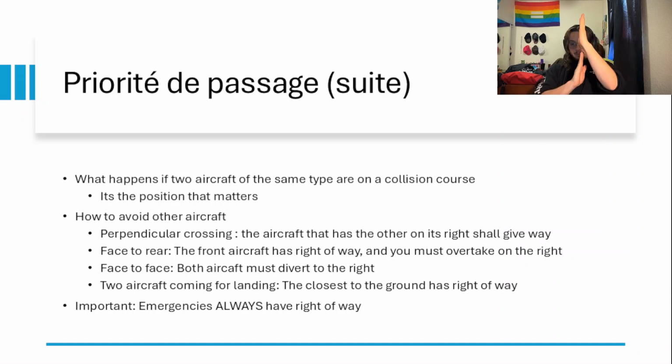If you're face to rear, the one on the front has priority, and if the one in the rear wants to pass it, you have to surpass it by the right. If they're face to face, both aircraft must divert to the right. There's no right of way. Both need to divert to the right.